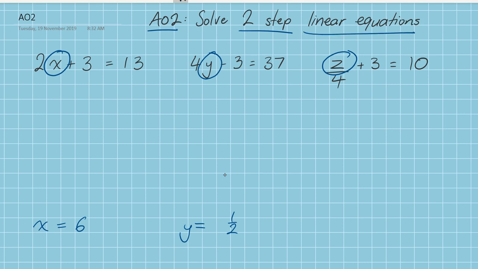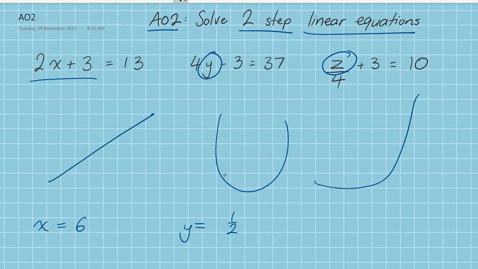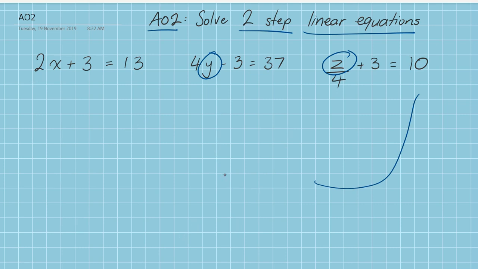With a linear equation, if you graphed it, you'd end up with a straight line as opposed to a parabola or an exponential graph. So we are trying to find the value of x, the value of y, and the value of z in these particular algebraic equations. And remember, in different equations, x, y, z might be different values. So let's go through and try this.